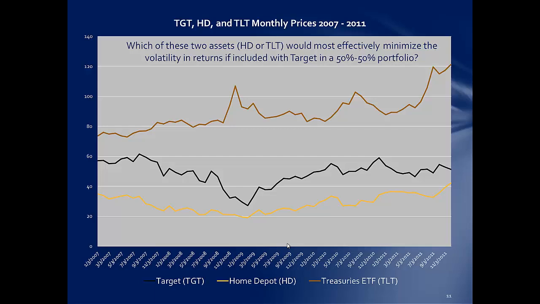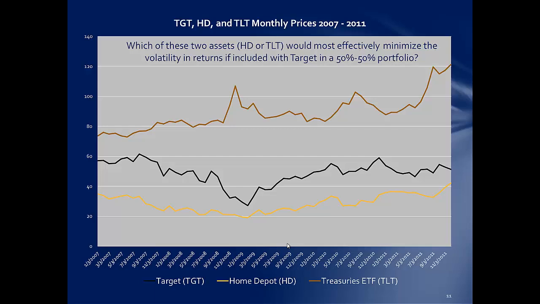For instance, take a look at this graph. The bright yellow line near the bottom represents price movements in Home Depot. The brown line represents price movements in an exchange-traded fund that holds Treasury securities. The black line represents price movements in the price of Target stock.